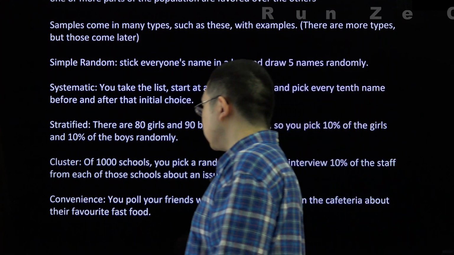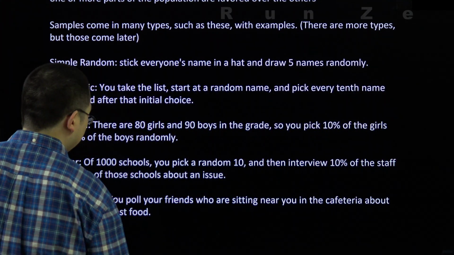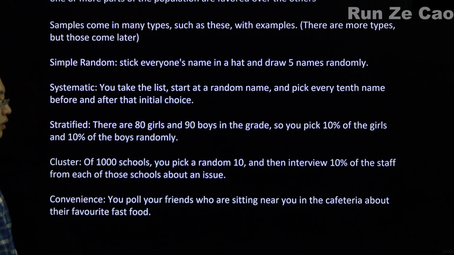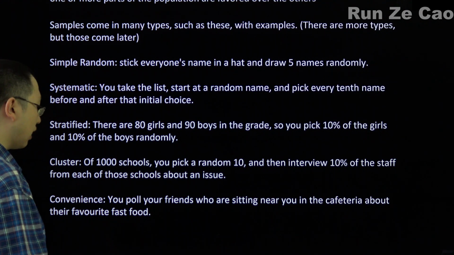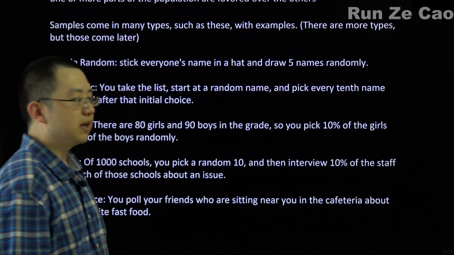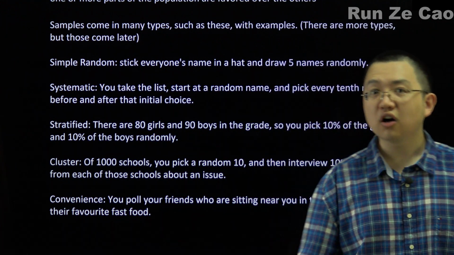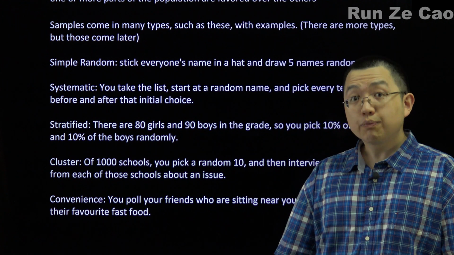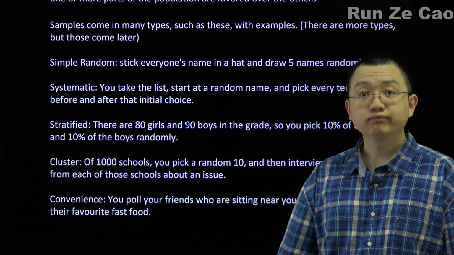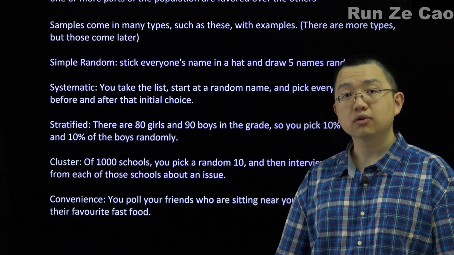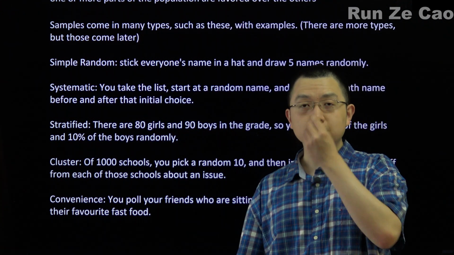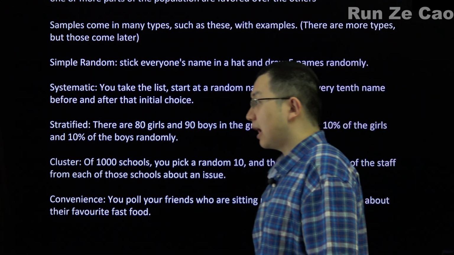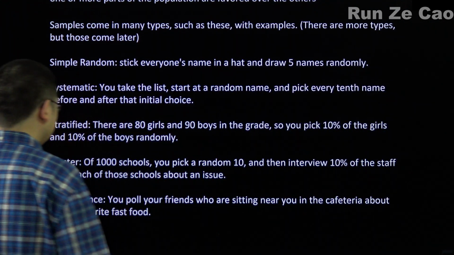The example I mentioned just now is a convenience sample. Other forms of convenience samples include polling your friends who are sitting near you in the cafeteria about their favorite fast food. Because guess what, guys? If you'd just gone out to buy fast food, you probably went as a group to the same place, or some places very close to each other or similar to each other. And that probably indicates you have relatively similar preferences.